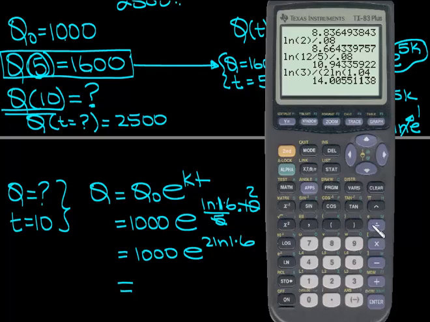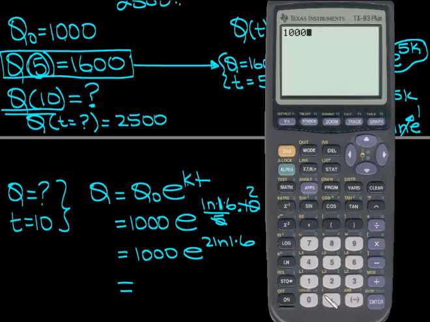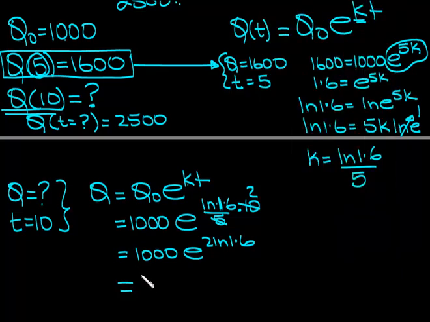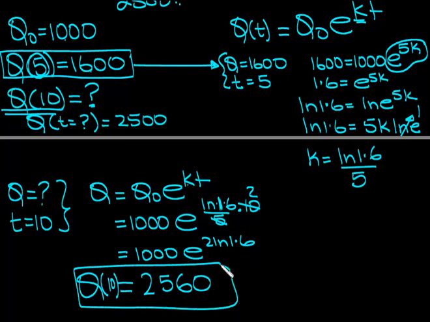Okay, so we take 1000 times, no, not ln, e raised to parentheses 2 times ln of 1.6, close parentheses, and we get 2560. So that's what the population will be after 10 hours.